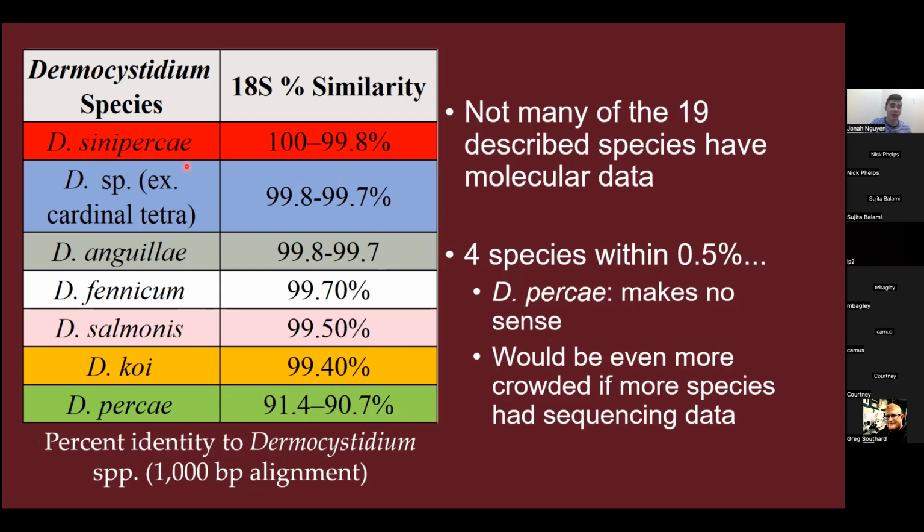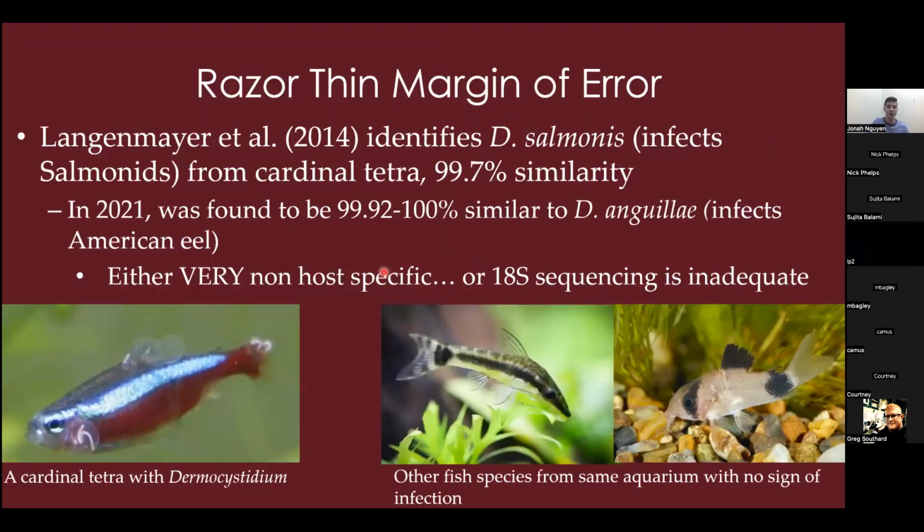So now you see D. cynopersi, that's the one in Chinese perch I keep talking about, is almost or is 100% identical, depending on the isolate, to mine. So you might be thinking, well, I mean, Jonah, don't kid yourself. It's probably just that. And it might be, but there's really a razor thin margin of error here. Because Langenmeyer et al. in 2014, they did good work for their time, but now we know more and there's some issues.